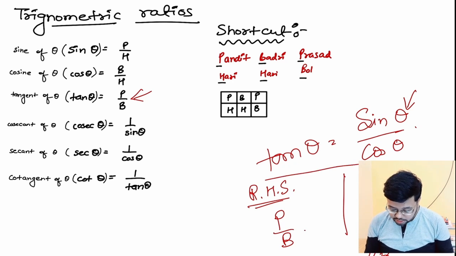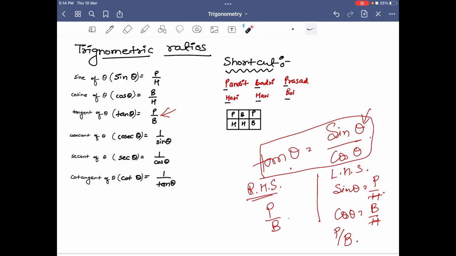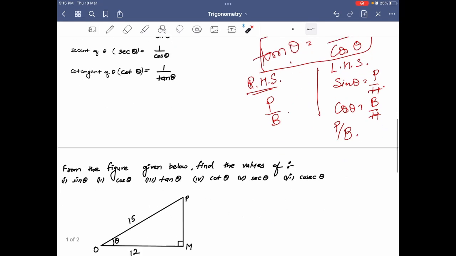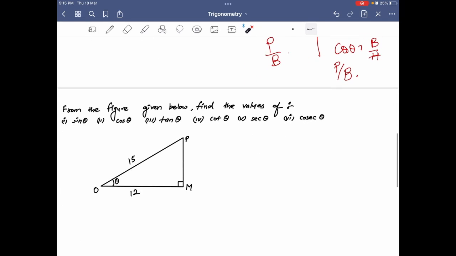Thus, this relationship would be proved here. So as we have already discussed the relationship between all the trigonometrical ratios and important formulas between the three fundamental ratios, now I'm going to discuss a numerical where we'll find out all the ratios and how to solve it using the trigonometrical ratios.